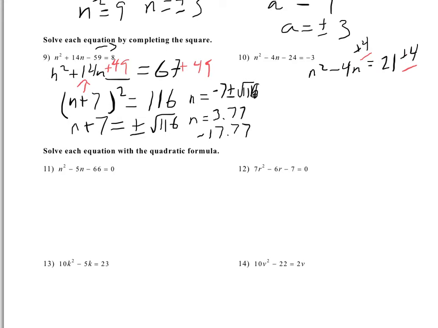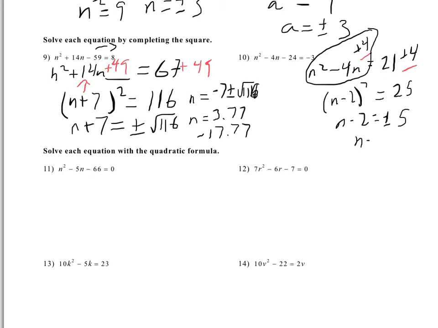And let's see, this is a perfect square then, so that should be n minus 2 squared, equals 25. Okay, square root of both sides, so n minus 2 is equal to plus or minus 5. Add 2 over, n is equal to 2 plus or minus 5. My answer should come out nice and pretty to be 7 or negative 3.